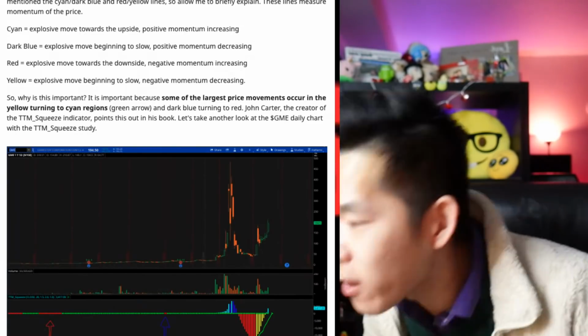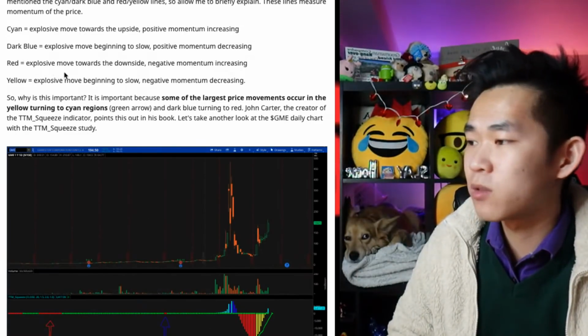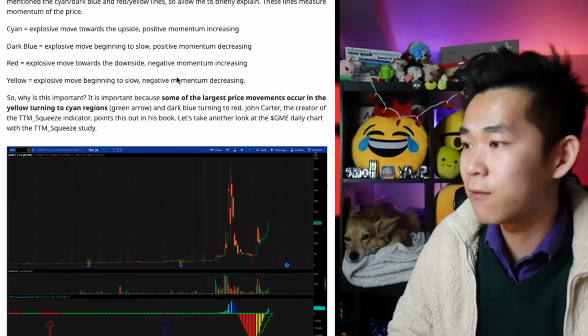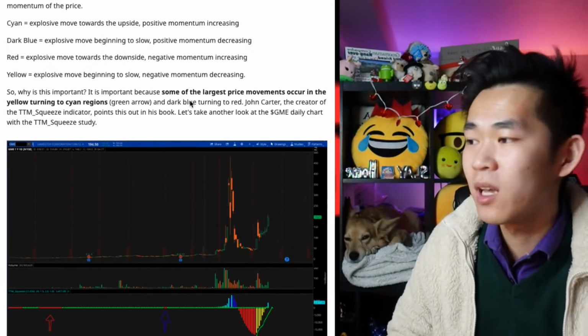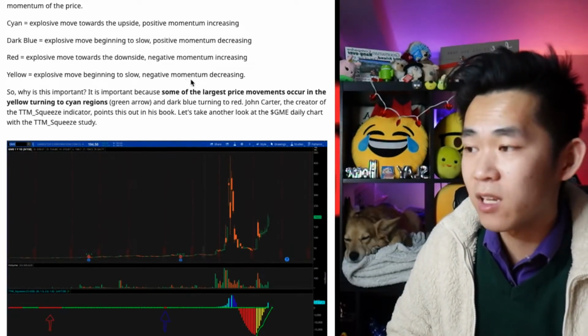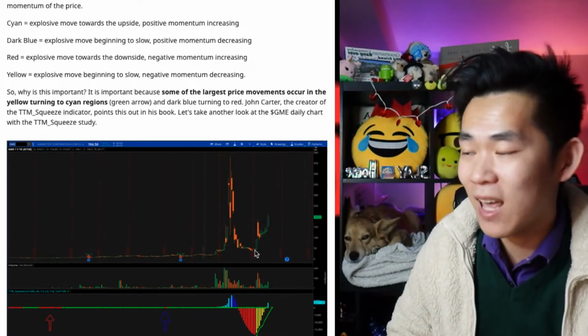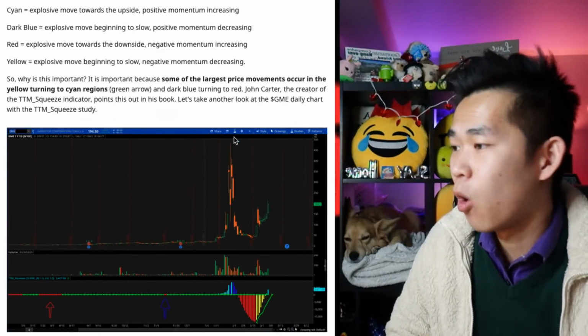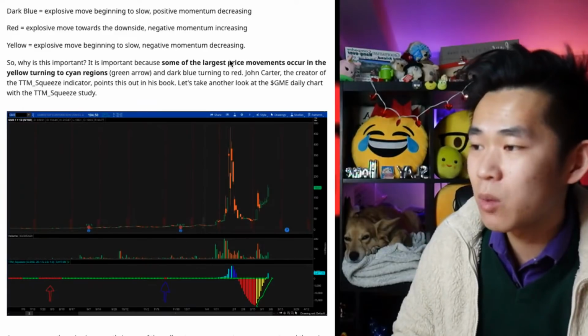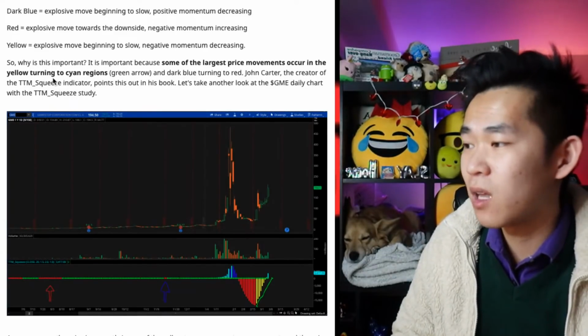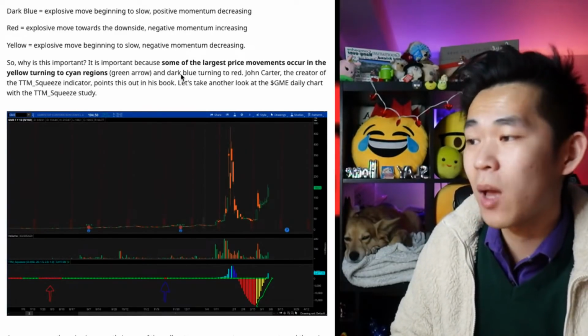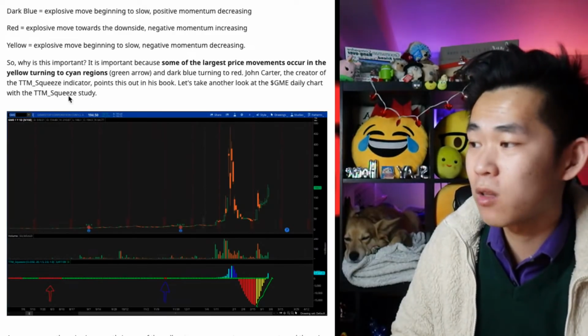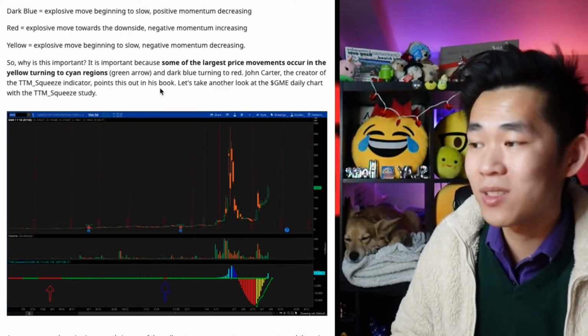The week of February 4th. Red is explosive move towards the downside, negative momentum increasing, and yellow is explosive move beginning to slow, negative momentum decreasing, and we see a lot of that in the recent days. So why is this important? It's important because some of the largest price movements occur in yellow turning to cyan regions and dark blue turning to red. John Carter, the creator of the TTM squeeze indicator, points this out in his book.